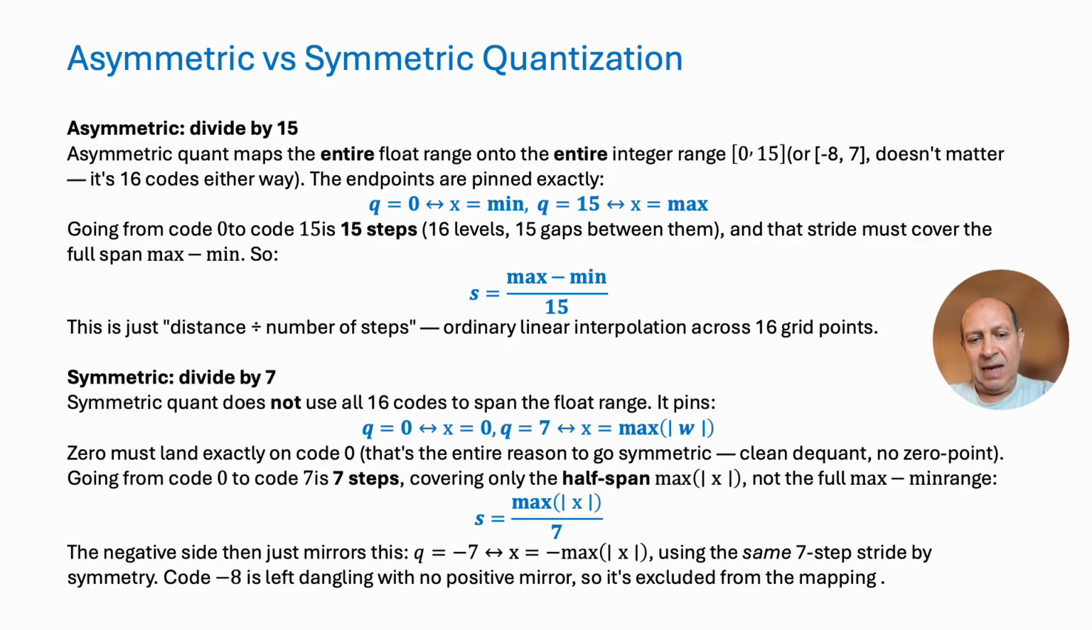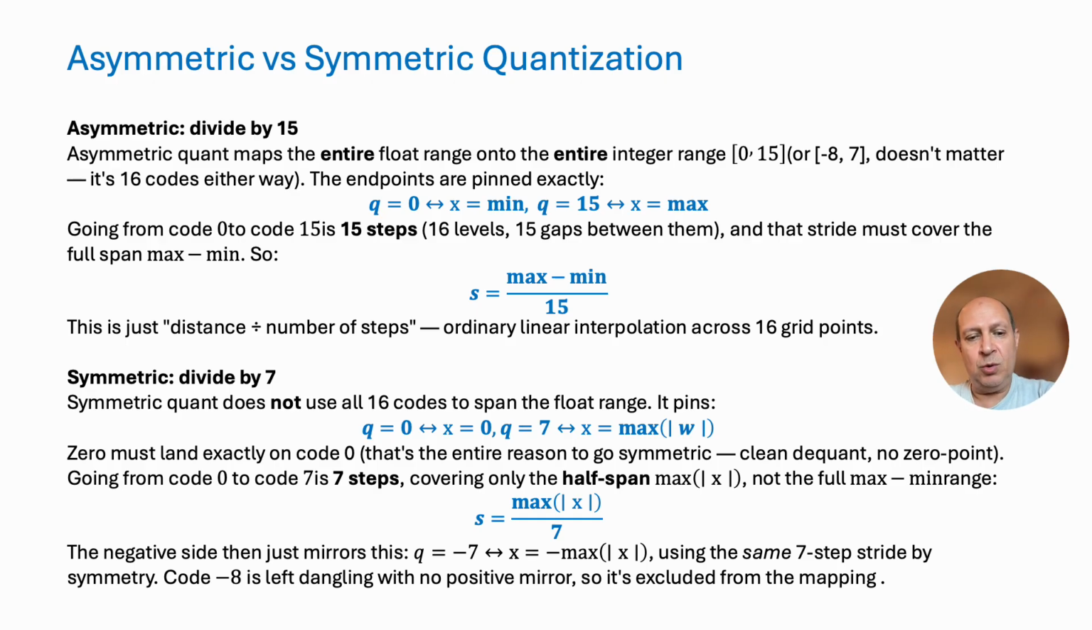So 0 lands exactly on code 0, and that's the entire reason to go symmetric with no zero point. A lot of quantization algorithms prefer this because it's very symmetrical from -7 all the way to 7 with 0 in the middle. It just makes things easier. Most of the time this is implemented in software because the hardware by default uses -8 to 7. So this is adjusted in software to use symmetric instead of asymmetric, or to use the quantization levels -7 to 7 instead of -8 to 7.